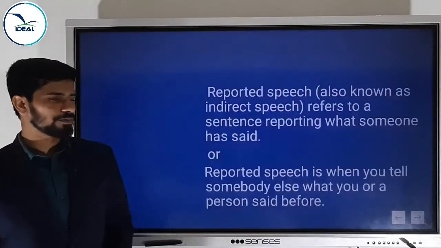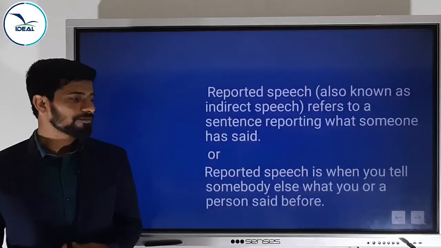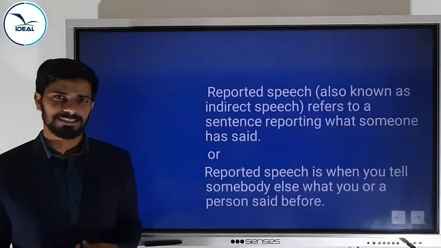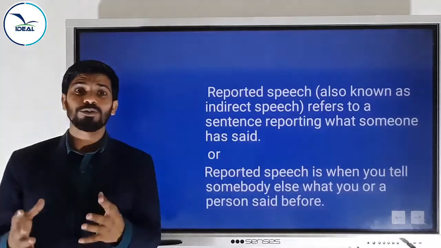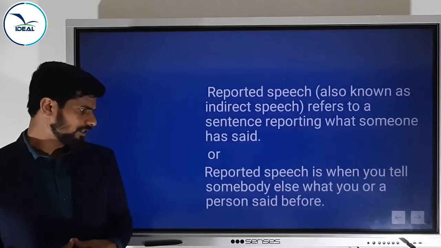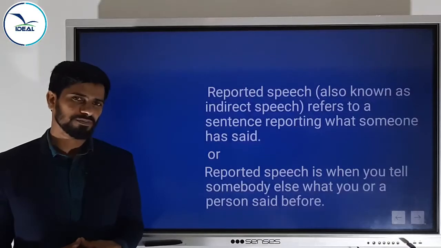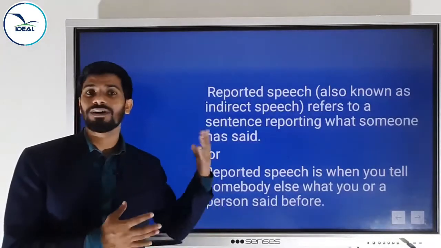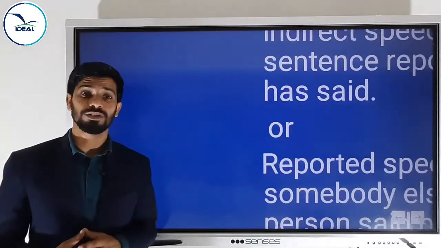So what is the definition of reported speech? We can learn here. Reported speech, also known as indirect speech, refers to a sentence reporting what someone has said. So you are reporting, you are sharing what someone has said to someone else. Then you use reported speech. Or in other words, reported speech is when you tell somebody else what you or a person said before. So you are sharing with someone that you said this and this, or that someone else said this and this. So this sentence is said to be reported speech.